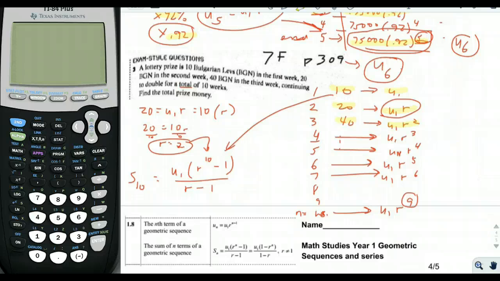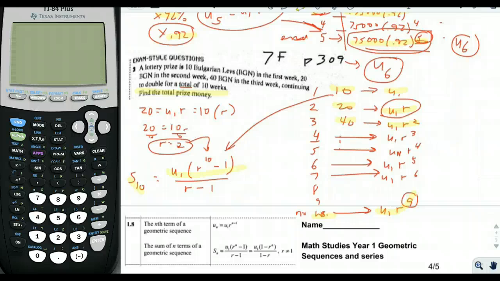And if we go to the 10th week, we know that our formula for the term is U1 R to the 9th. But then we look here and it says find the total of prize money. It's not looking for the amount in the 10th week. They want the total amount, which would be S10, the total amount of money from the first week to the 10th week.